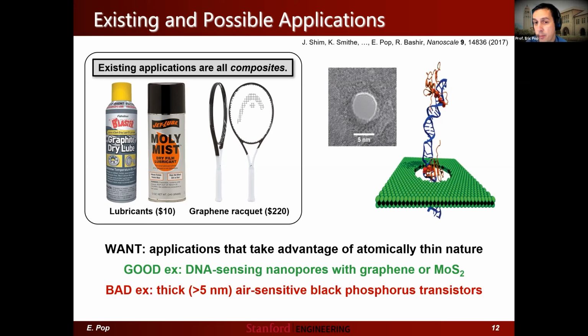So I like that example, even though we don't do that much work on it right now. A bad example, in my opinion, is doing anything with thick materials, especially thicker than about 5 nanometers. There's been a lot of work done with black phosphorus transistors, which, especially if they're very thick, is not that interesting, because you can do this kind of stuff with silicon or germanium much better. Especially germanium has good hole mobility, probably better than black phosphorus, and there's so much infrastructure for both silicon and germanium, and they're much easier to work with.